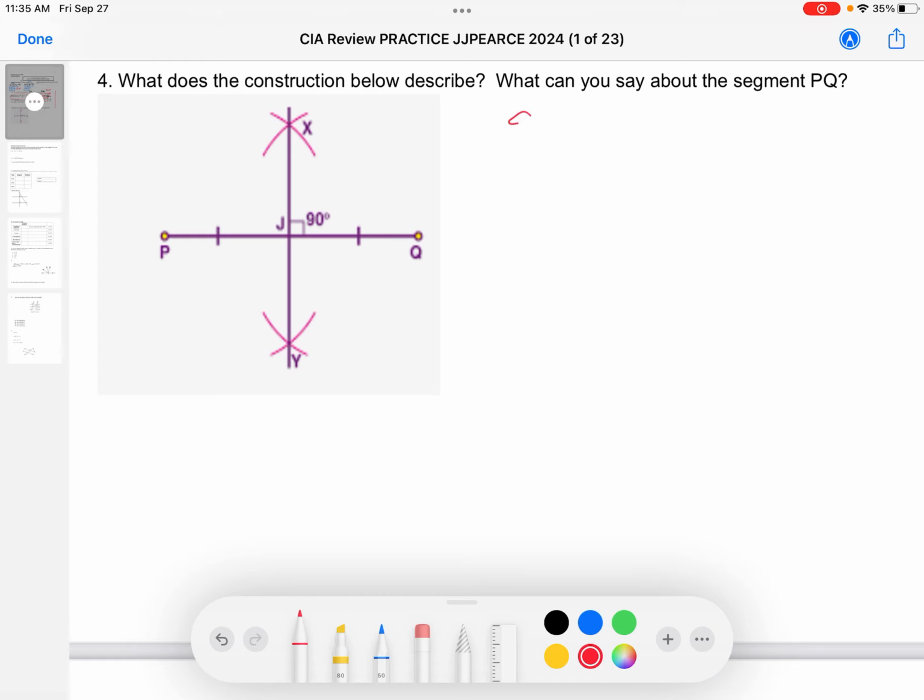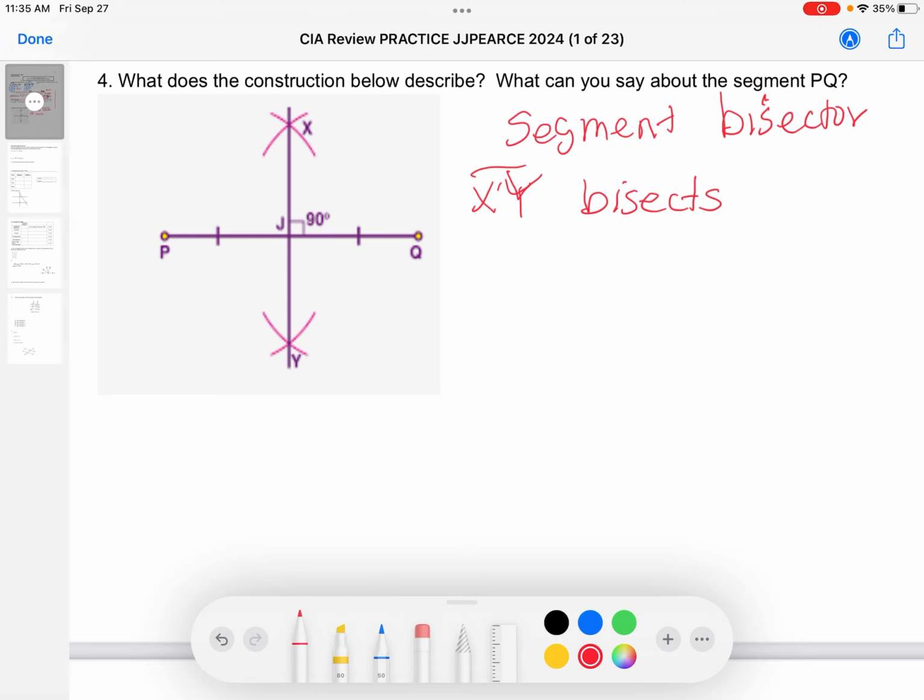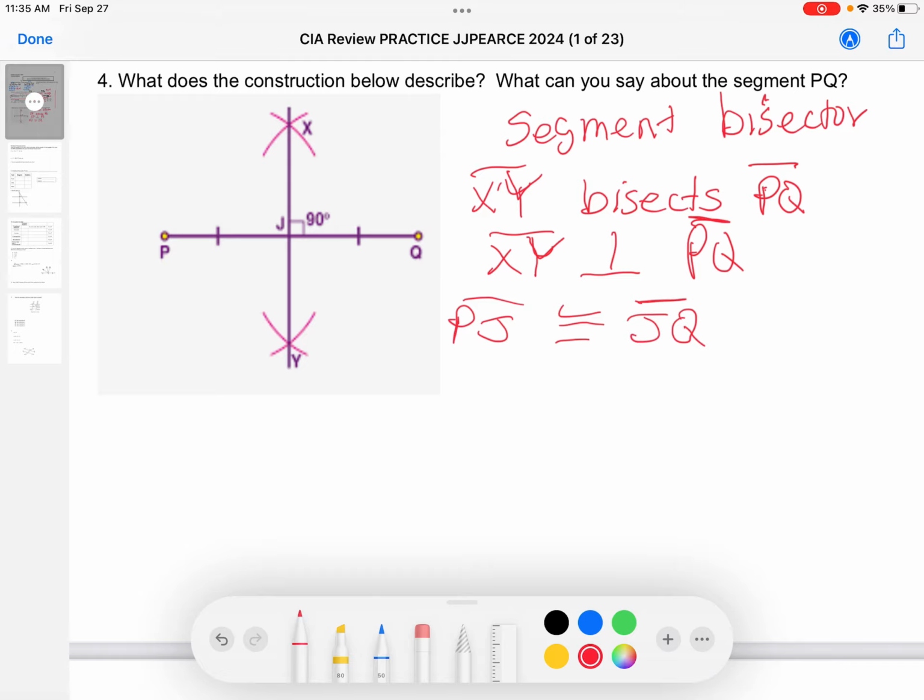So this is going to be a segment bisector. That's a construction for a segment bisector. Segment XY bisects PQ. So that means that XY is perpendicular to PQ, creates 90-degree angles. Also, PJ is congruent to JQ.